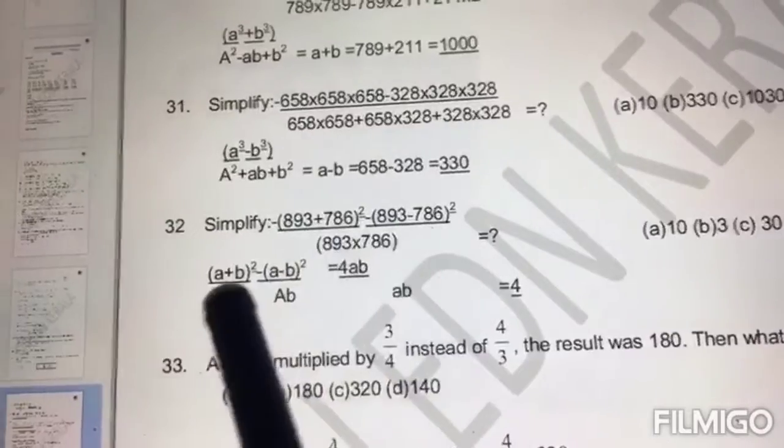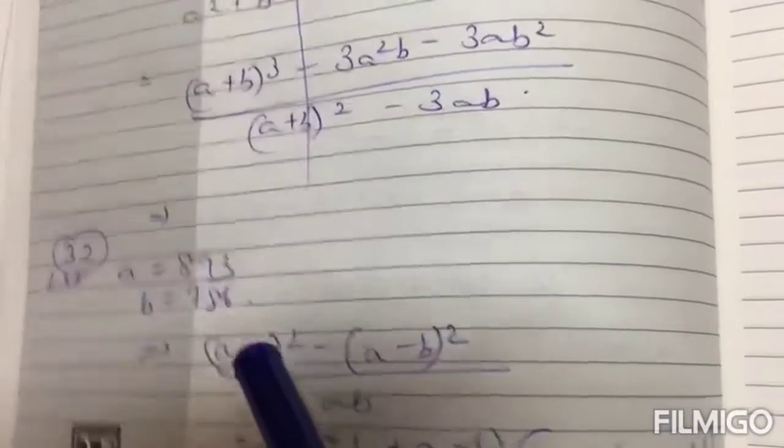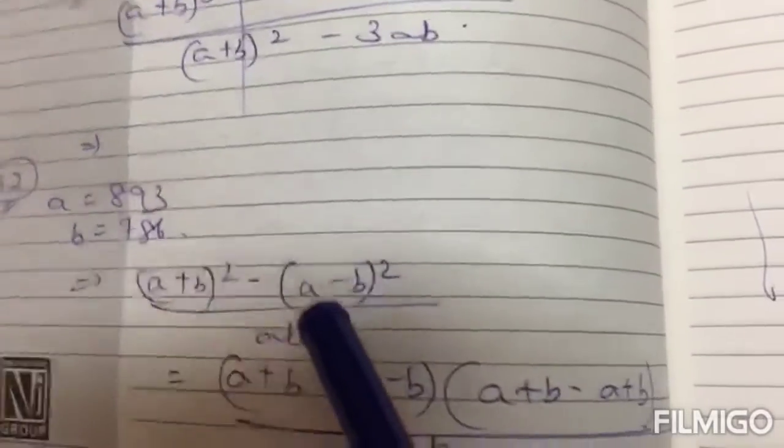So we can write this as, where is 32? Yeah, I have done it. Let us also see. Here you are. So we can write the whole question as (a plus b) whole square minus (a minus b) whole square divided by ab.